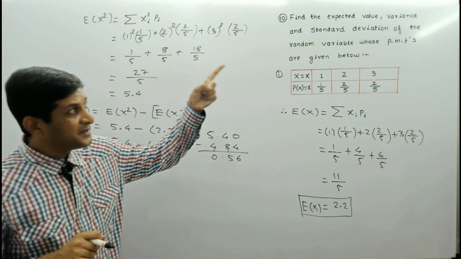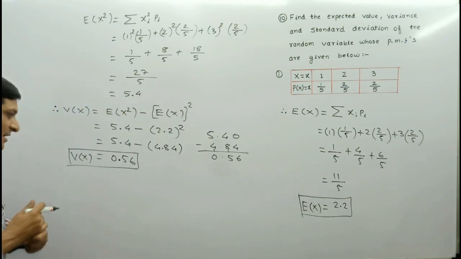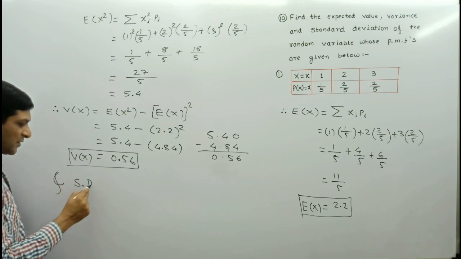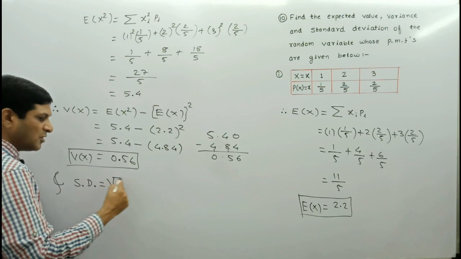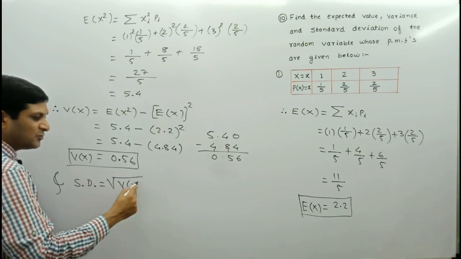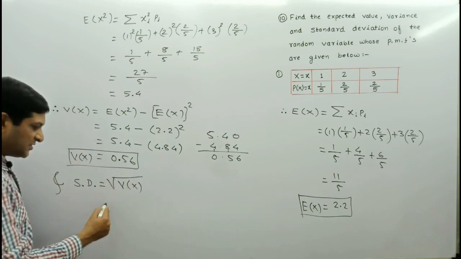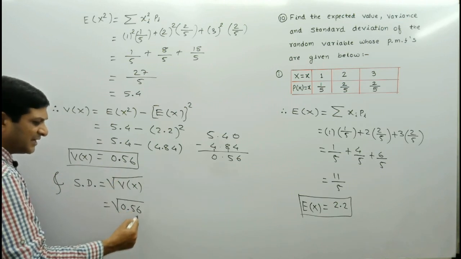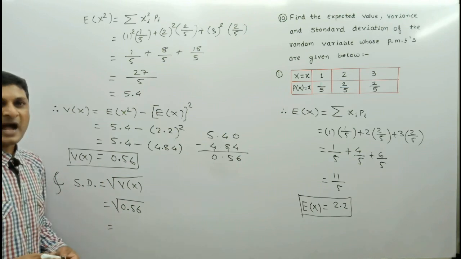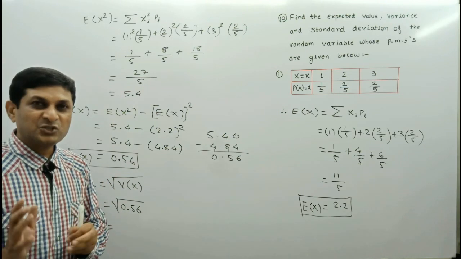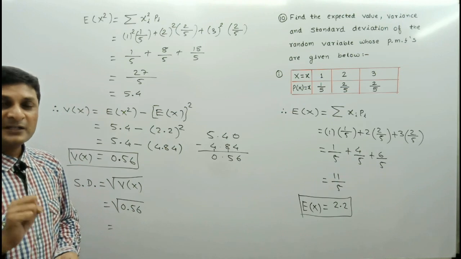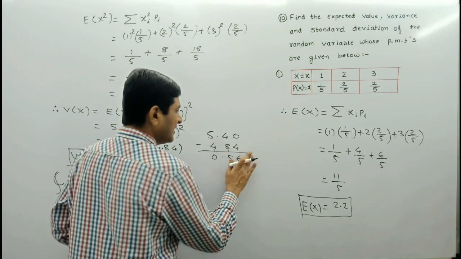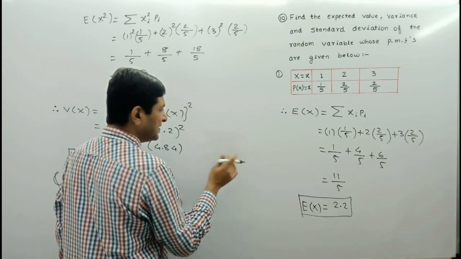And now what is the third required value? Standard deviation. So lastly we are finding standard deviation. Standard deviation in short can be written as SD, and the value of standard deviation is nothing but square root of variance of x. So which is equal to square root of what? 0.56. Now you are able to find out square root using log table, or you have studied one long division method also to find out square root of any number. Let me introduce that method. You have studied it in your earlier classes.